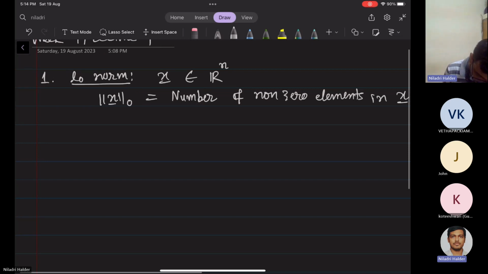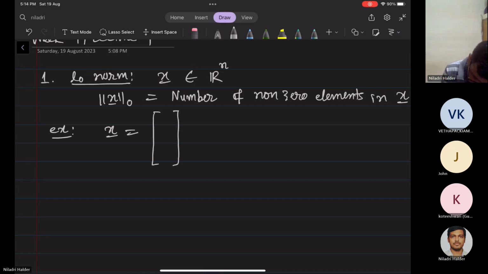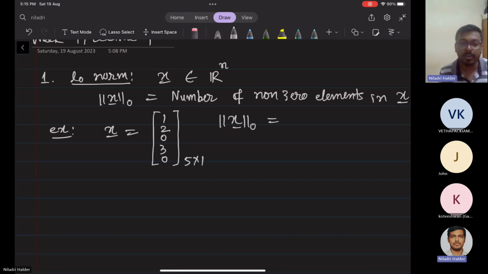So suppose there is a vector x equal to this. Here, what should be the L0 norm? If the L0 norm is the number of non-zero elements, then here the L0 norm will be 3.